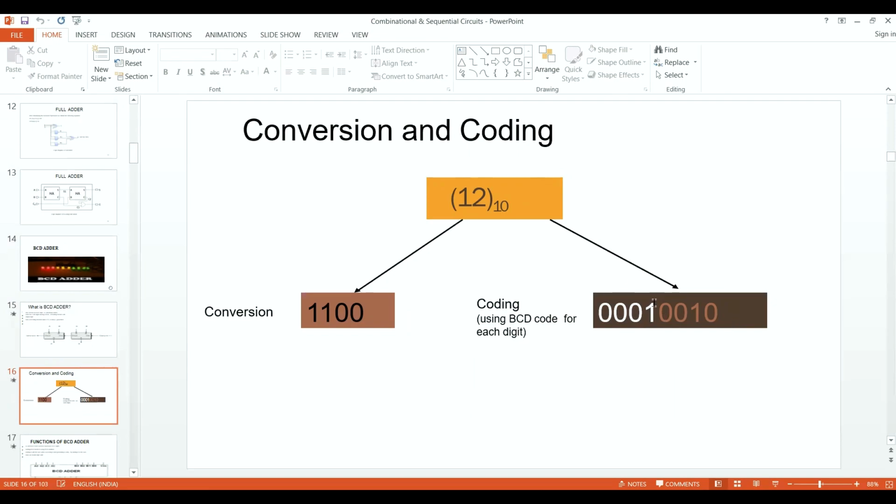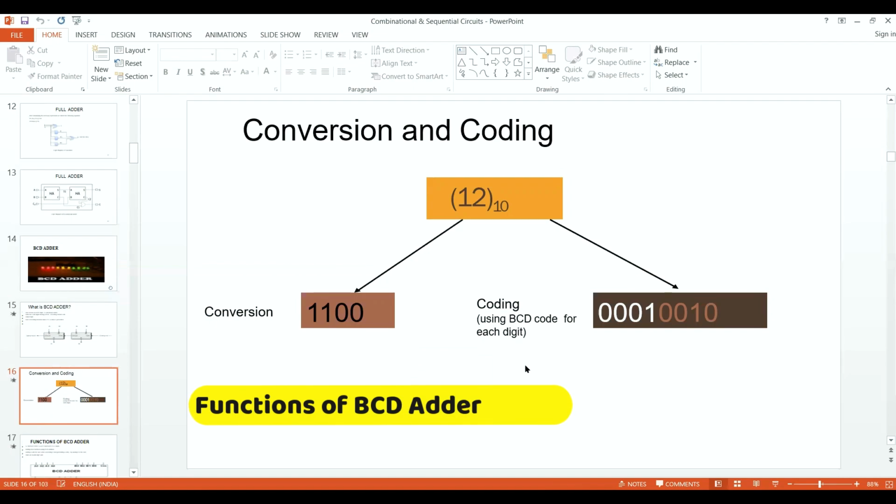This is your 1, 0001. You can solve it as a binary, and this is your 2. So this is the BCD code for your 12.